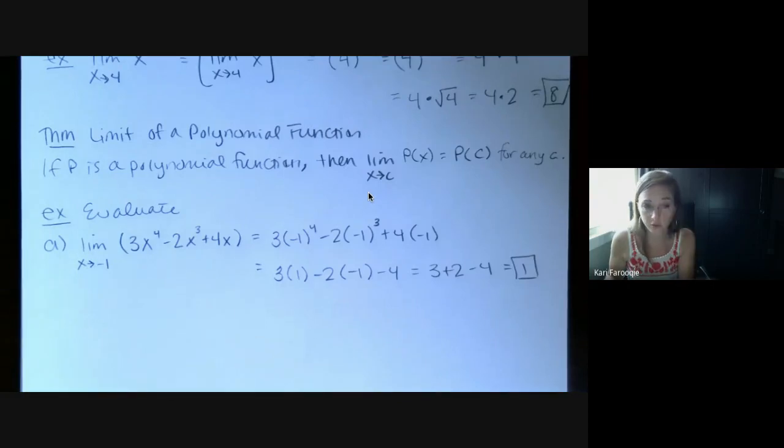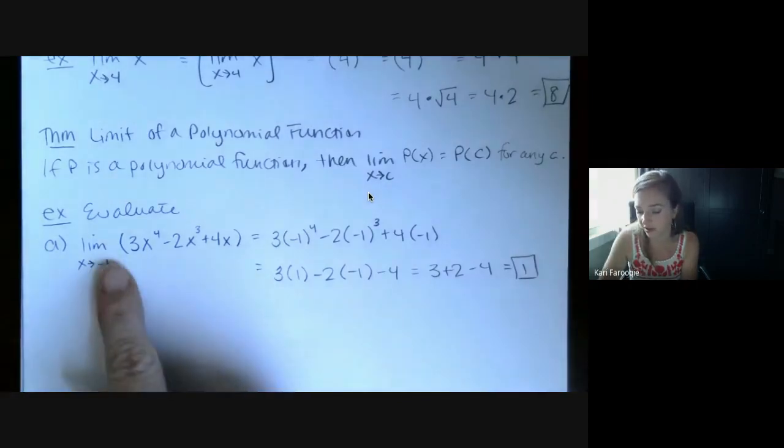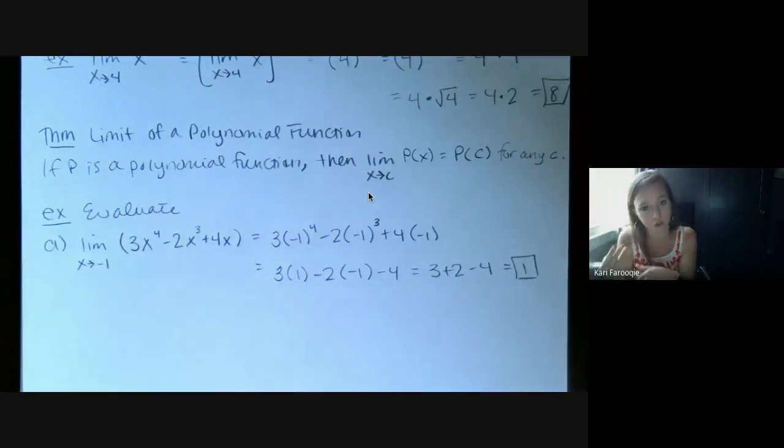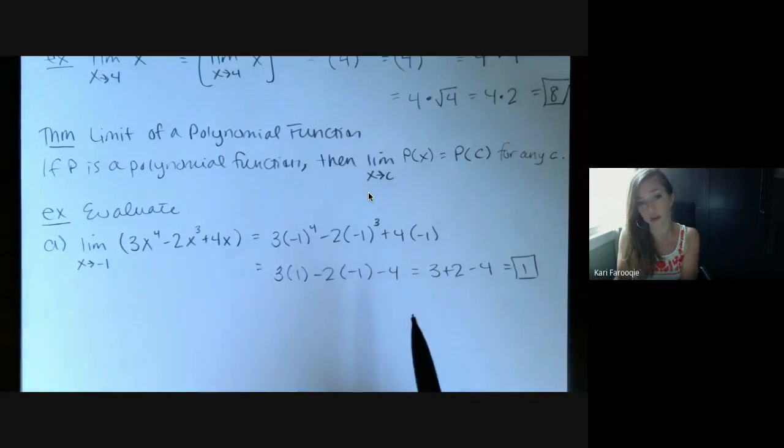Now, of course, we could have found this limit by breaking this up and saying it's 3 times the limit of x to the 4th power minus 2 times the limit of x to the 3rd power, but you don't have to. So you know the properties, you know what you can and can't do with the limits, but if you can just evaluate it, do that.